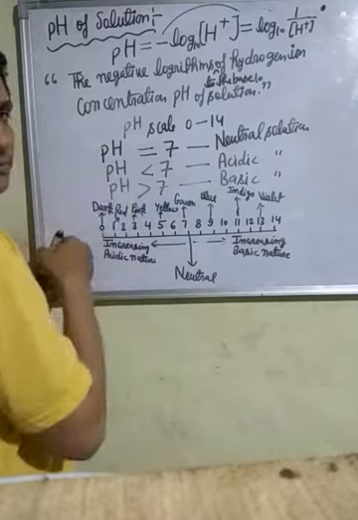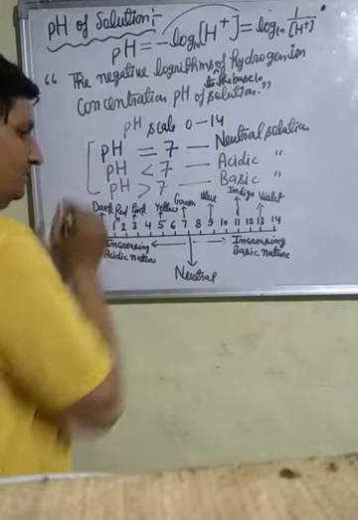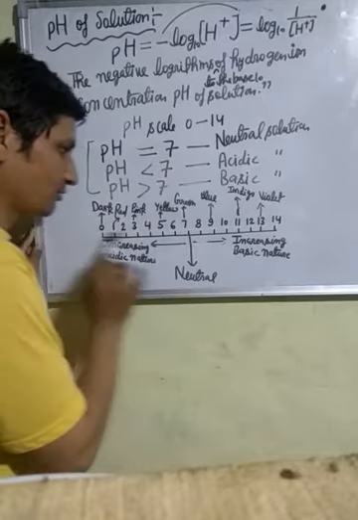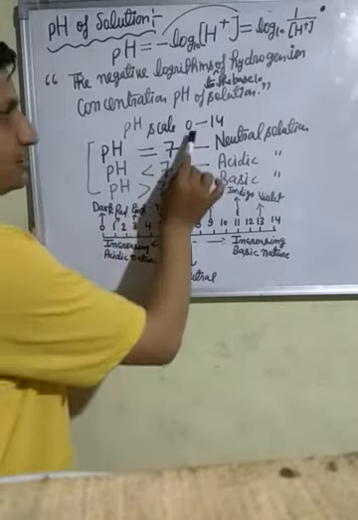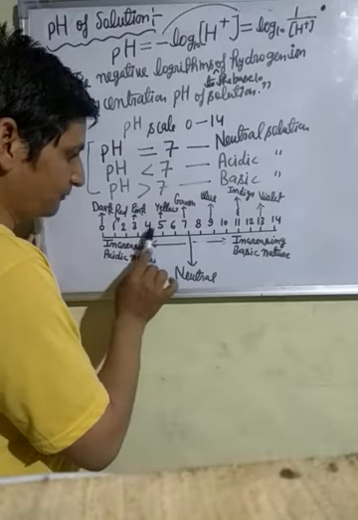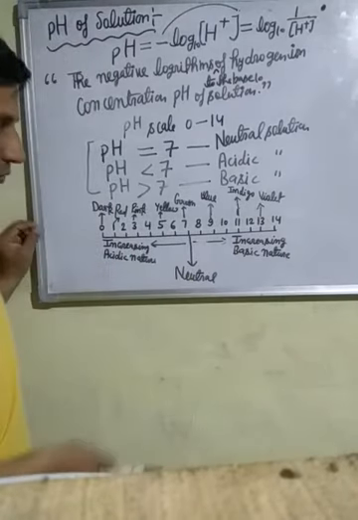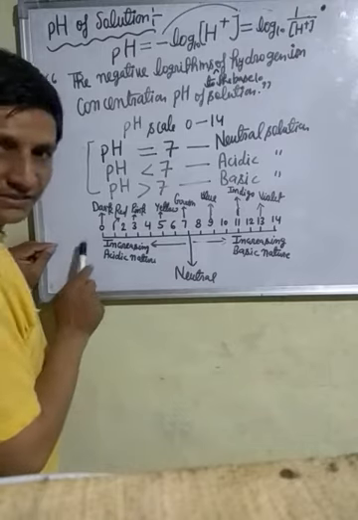Okay, students, so you have to learn these three important points. You know very well the pH scale contains 0 to 14. So first we draw a line and number it 0 to 14: 0, 1, 2, 3, 4, 5, 6, 7, 8, 9, 10, 11, 12, 13, 14. Now this scale is called the pH scale.